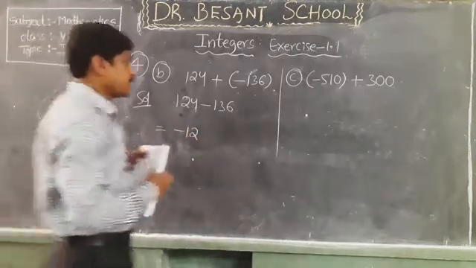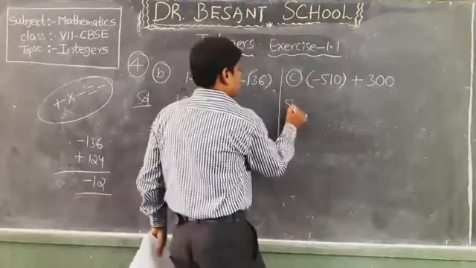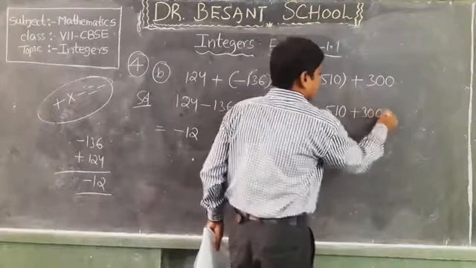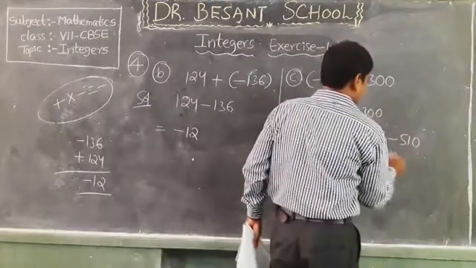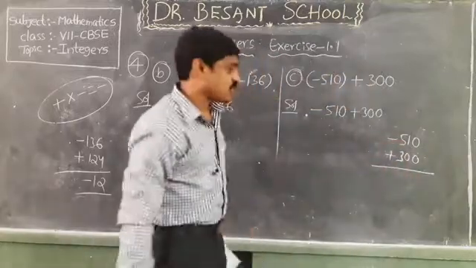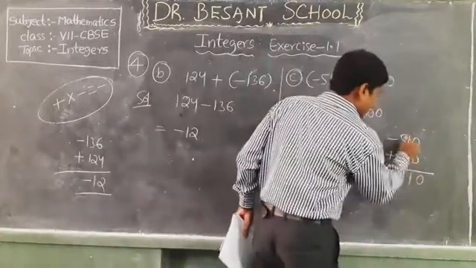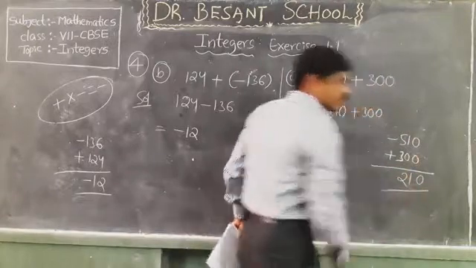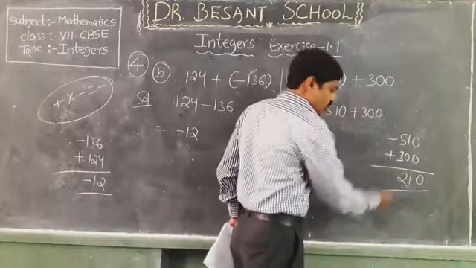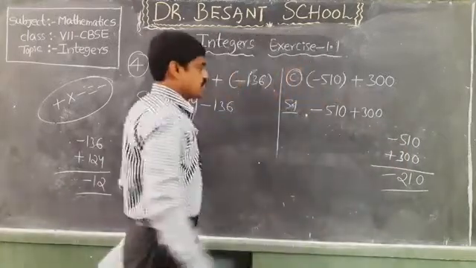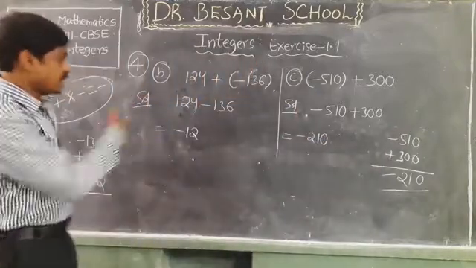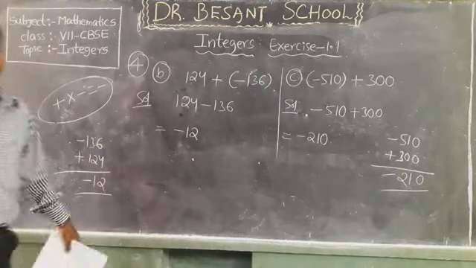Next, observe here, this is minus 510 plus 300. So we have to take the difference only. 0, 1, 3; 5 minus 3, 2. So 210. So which sign we have to write? The 510 has a negative sign, that's why minus 210. So the answer is minus 210. Understood or not? Okay, just note down these two sums.